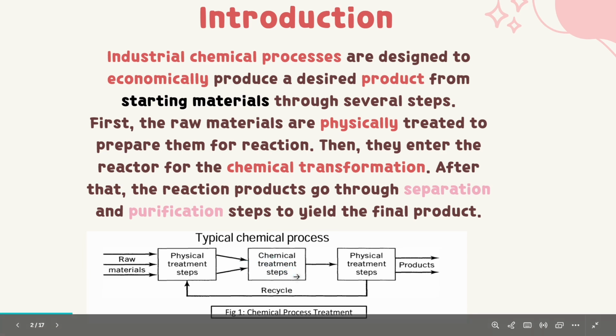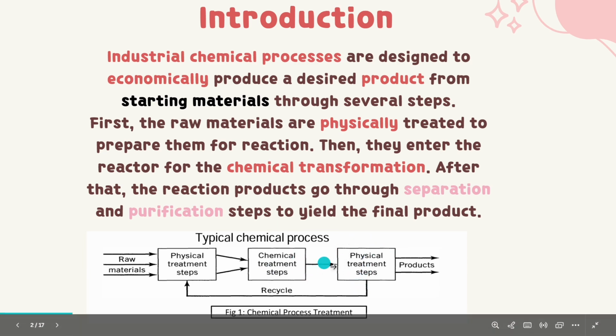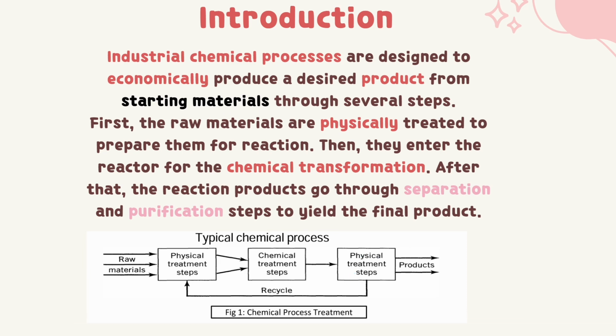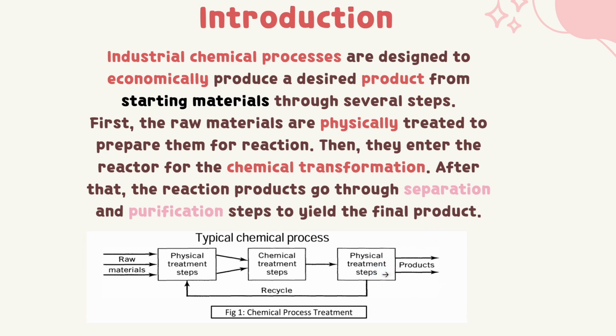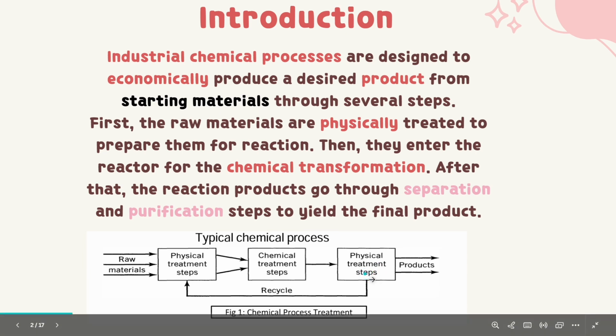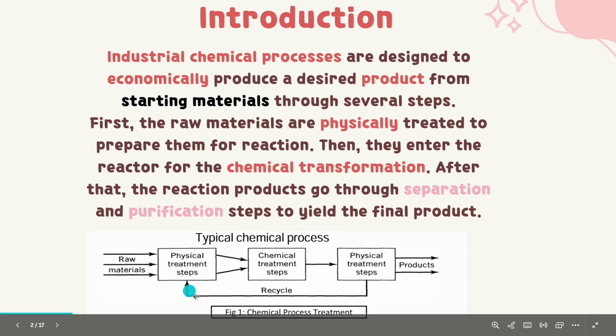And here is where the actual chemical reaction happens, like converting crude oil into fuels. Then they also undergo further physical treatment steps, to be purified or separated. Then the products are obtained. And if you notice, there is an arrow starting from here to that box. Here is where the recycle happens. If there are any unreacted materials, they will be sent back to the physical treatment steps and the whole process will start again.